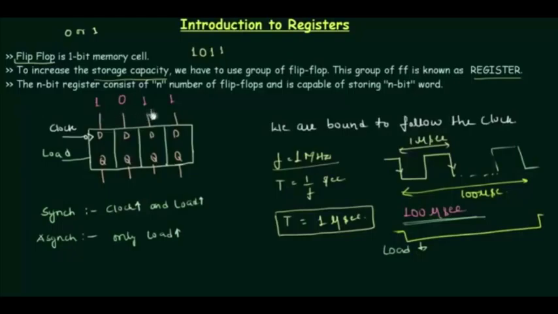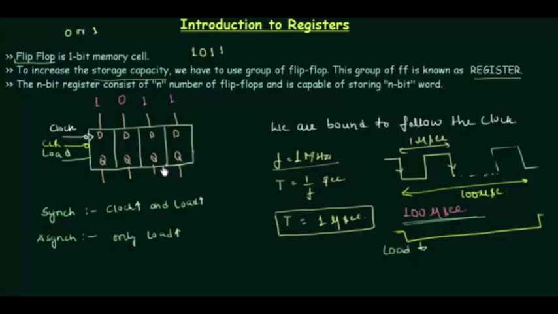It will be 1011, and there will be a clear input. You already know what is clear input. It will reset our flip-flops, and in this case it is going to reset all the values of the 4 flip-flops. This clear is connected inside to all these flip-flops.